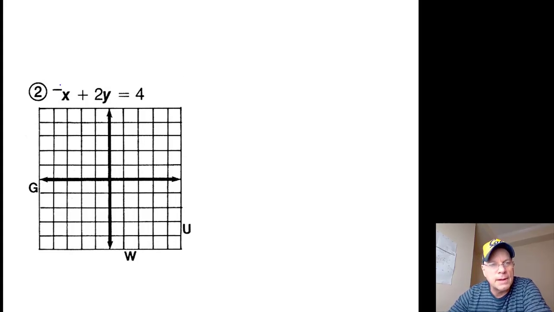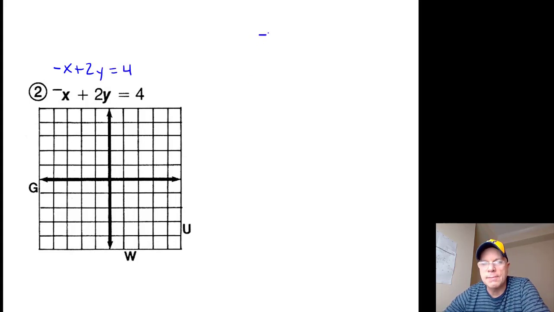Number 2, they have a weird way of showing their negatives here. This is just saying negative x plus 2y equals 4. We're going to do the same thing as before: try to isolate y on one side of this equation.